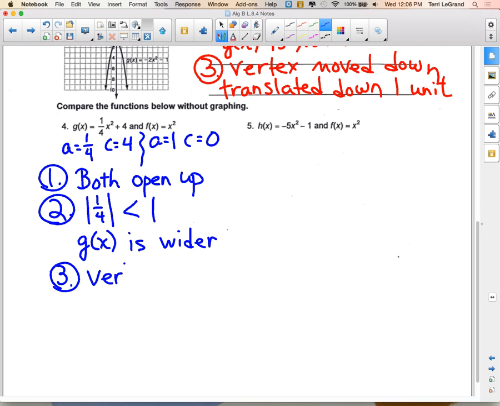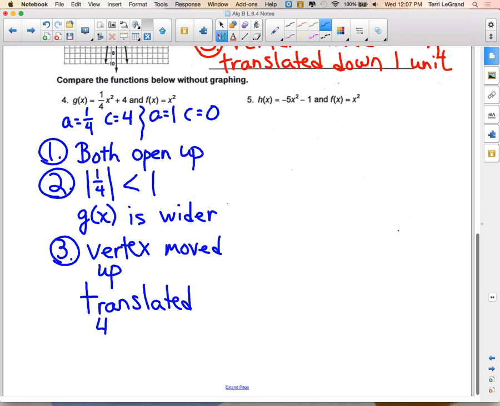Last but not least, we compare our vertex. So again, we go to the C values because B is equal to 0 in both of them. So the vertex is the y-intercept. What happened with the vertex? It went from, so here's where it started, remember? And now it's here. What did it do? Moved up. Okay, that tells us then it translated 4 units, went from 0 to 4. And what direction? Up.